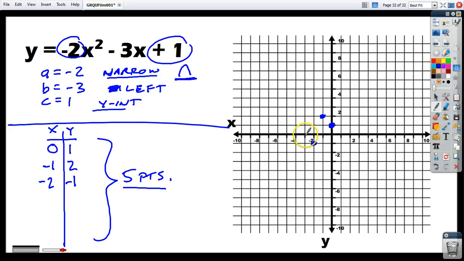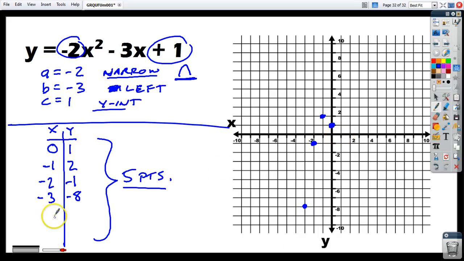And let's do one more on the side. Let's try negative 3. Negative 3 squared is 9. 9 times negative 2 is negative 18. Negative 3 times negative 3 is positive 9. Negative 18 plus positive 9 would be negative 9. Negative 9 plus 1 would be negative 8. So we go across to negative 3, down to negative 8. And I think if I go any further, I'm going to go off my graph. So I'm going to switch to the other side now.